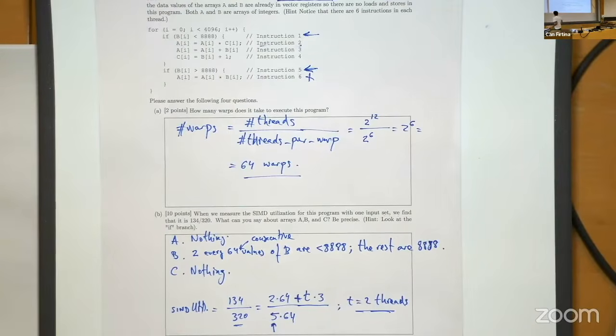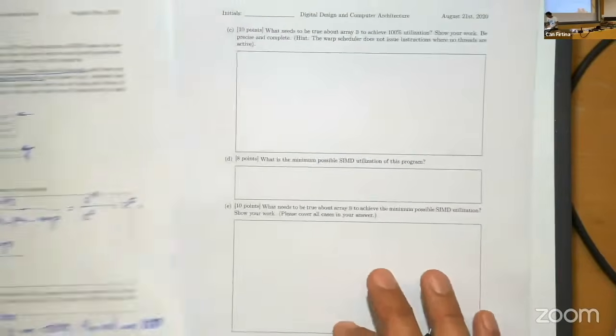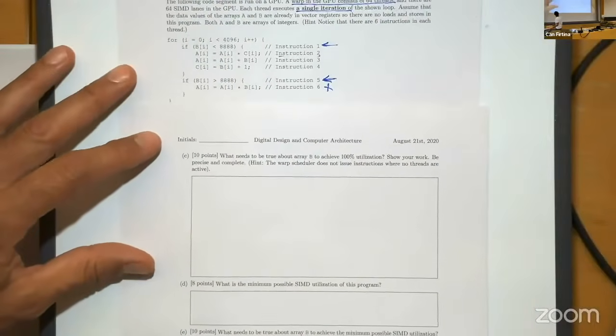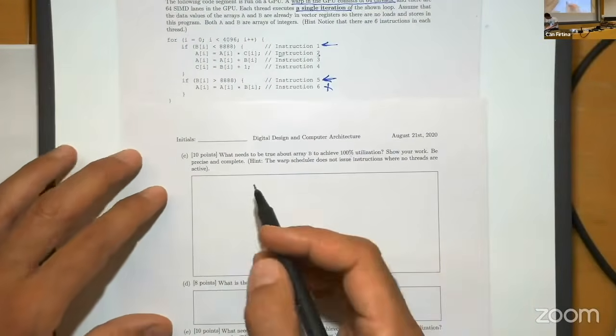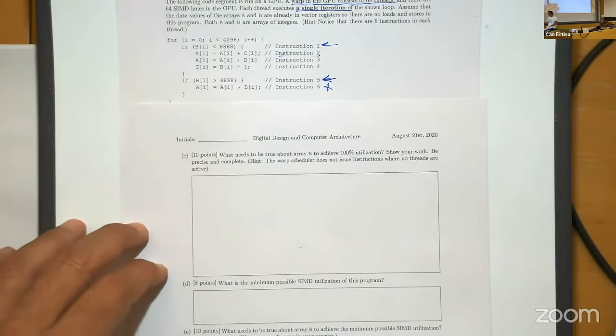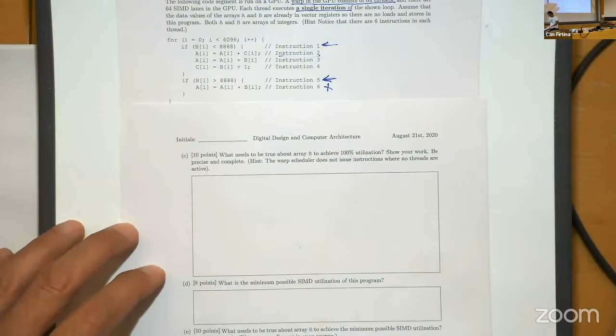Okay, good. So then for the rest of the question, we are going to reason in a very similar way. The next one, part C, says, what needs to be true about array B to achieve 100% utilization? Show your work, be precise and complete. And it's important to be complete, so you may be able to come up with more than one possible solution. And here we are asking you to be complete, which means that you have to give us all the solutions.